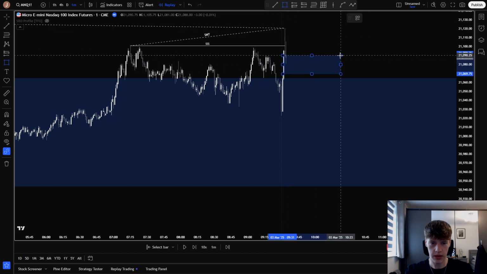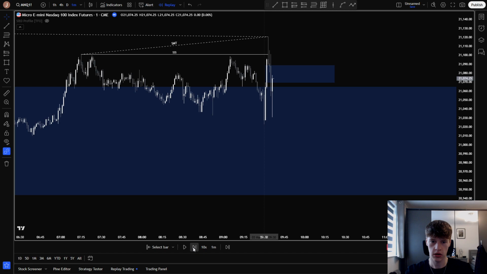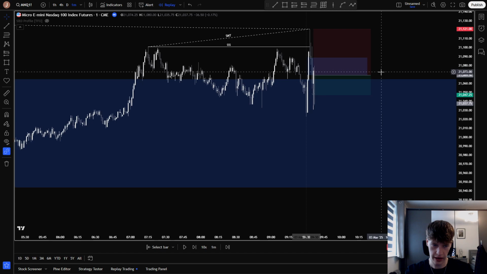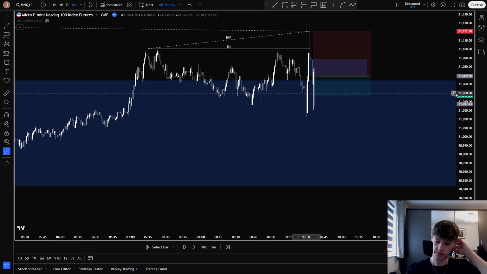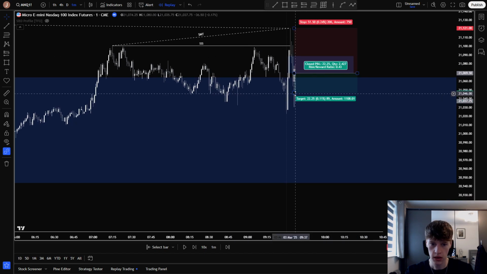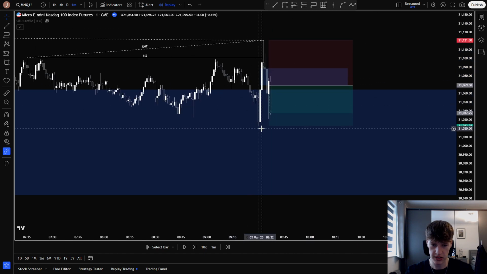And then from that manipulation leg, we get a 1 minute inverse, pull back to it. I hesitated on this trade for two or three reasons. Technically, I hesitated from a technical standpoint because I didn't know where to target. Because this is the internal low. It's not clean, it's not clear. There's not a clean internal model here.